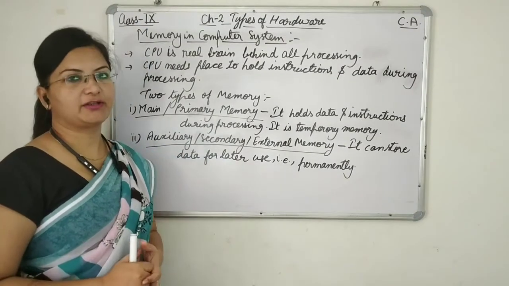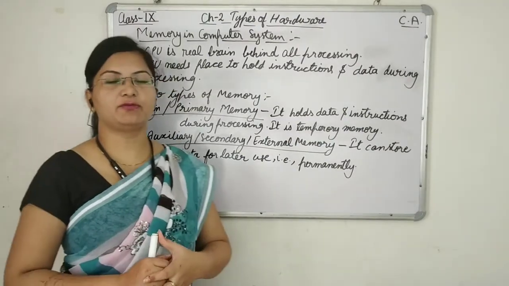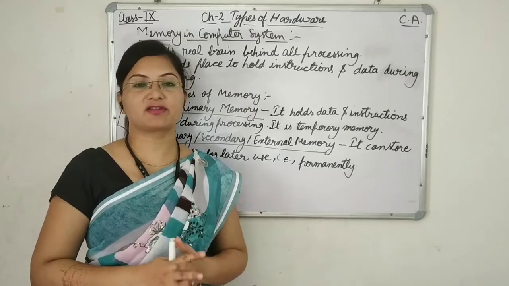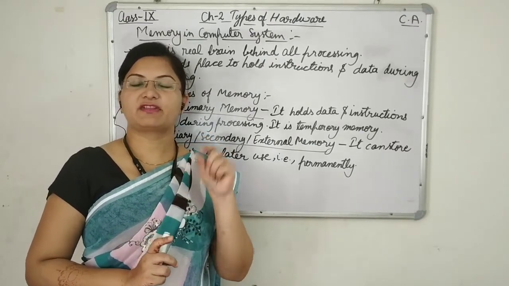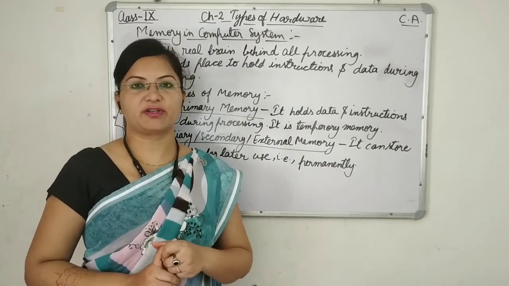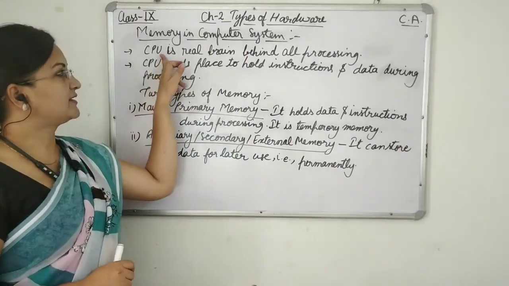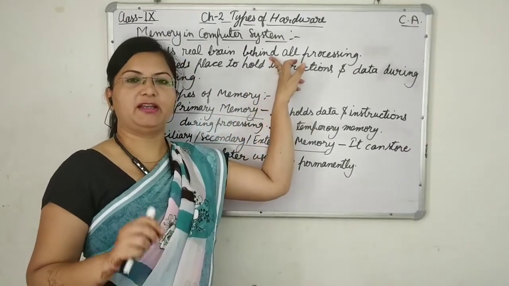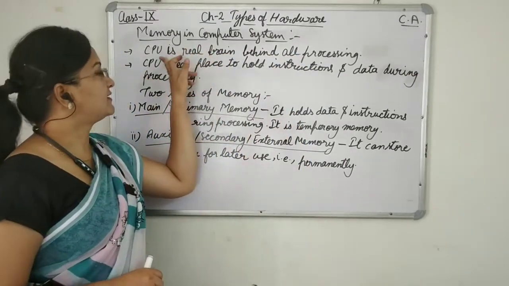Now memory in a computer system. Here, students, first of all, the CPU. You know very well it is known as the brain of the computer. It is actually the real brain of the computer. The CPU is a processor which is fitted inside the motherboard, inside the CPU cabinet. The CPU is actually behind all the processing. Any processing, any instruction which is carried out is done by the CPU.